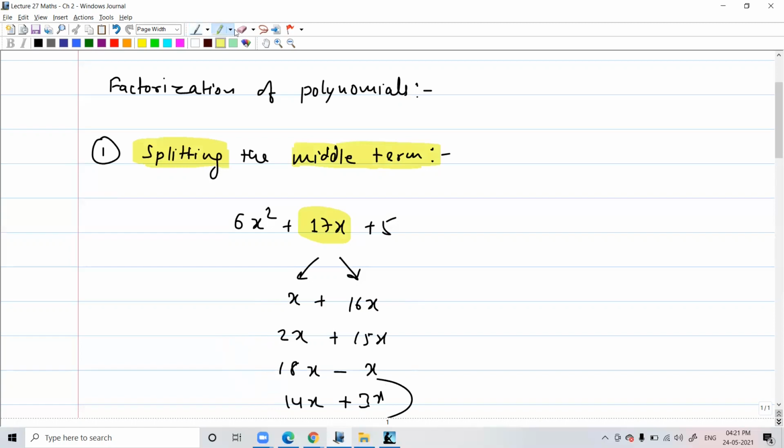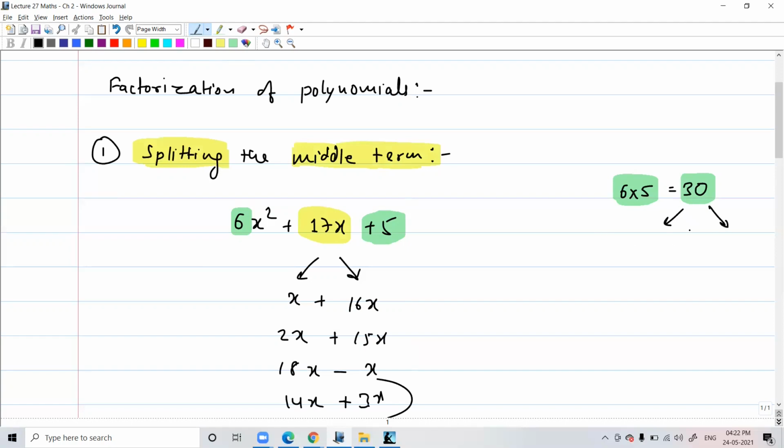Before we do the splitting, look at the coefficient of x square and the constant term. What is that? Tell me. 6 and 5, right? So what you do is multiply that 6 and 5 along with the sign also. This is plus 6 and this is plus 5. That's why I have written 6 into 5 is equal to 30. Okay, so this 30 is an important number. Now, with this 30, I have to find all the factors of 30.